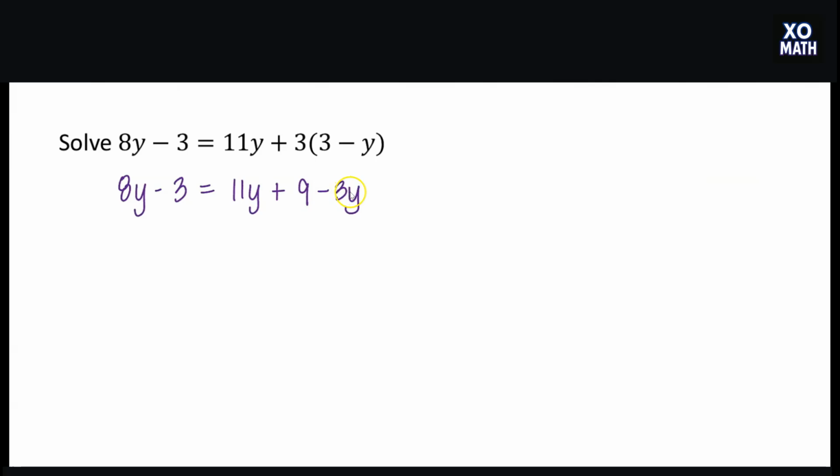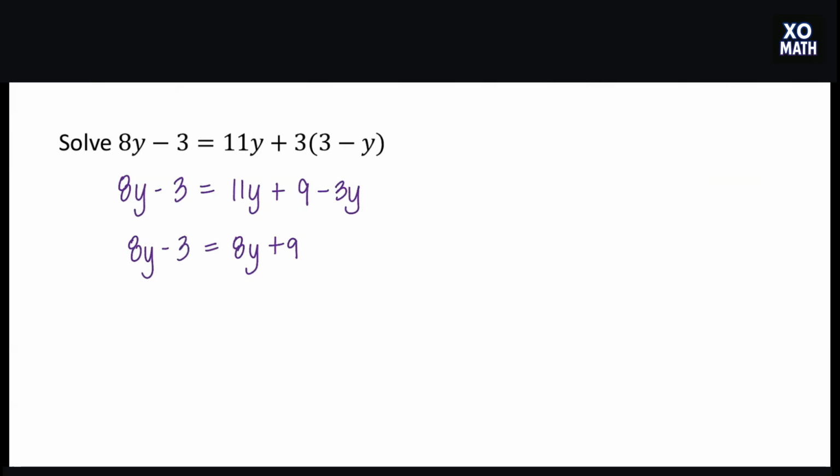On the right side of the equation, we have like terms, 11y minus 3y. If we subtract the coefficients, 11 minus 3, we get 8. So the right side is 8y plus 9. The left side is 8y minus 3.